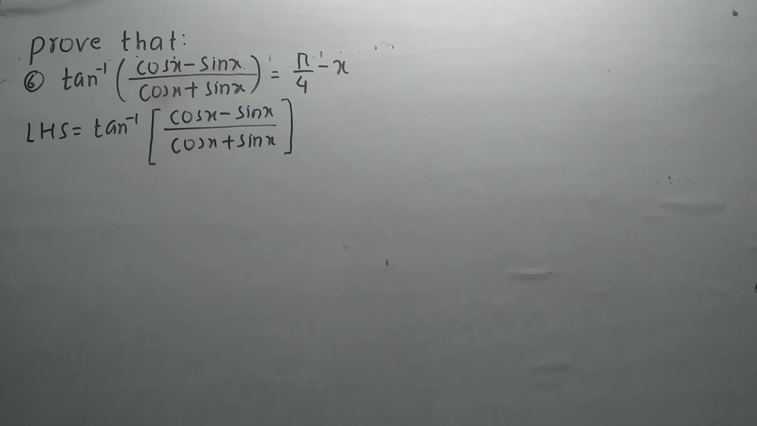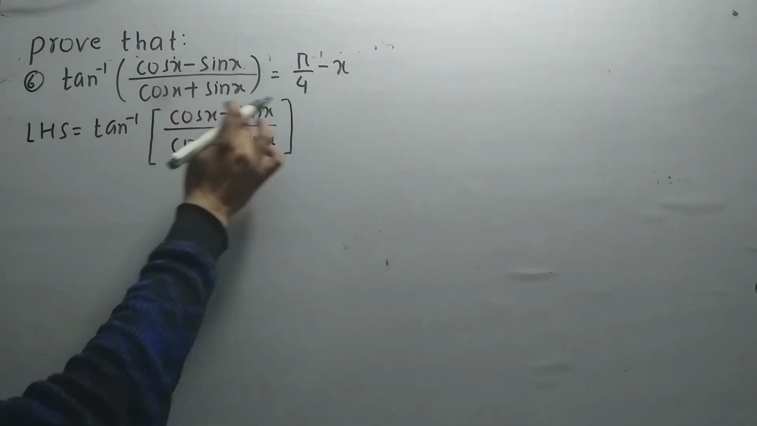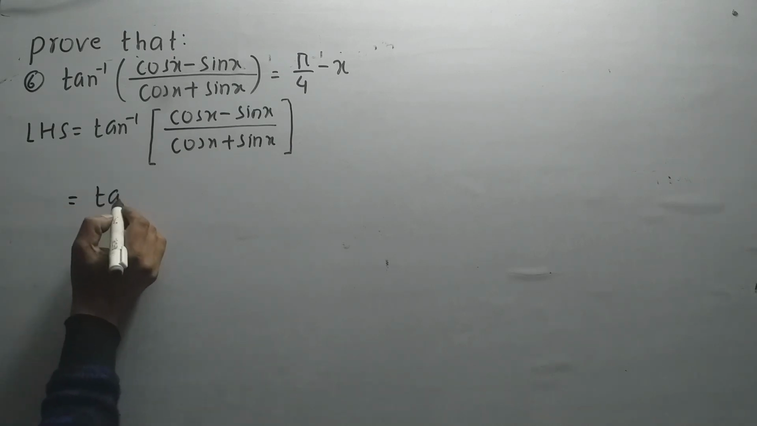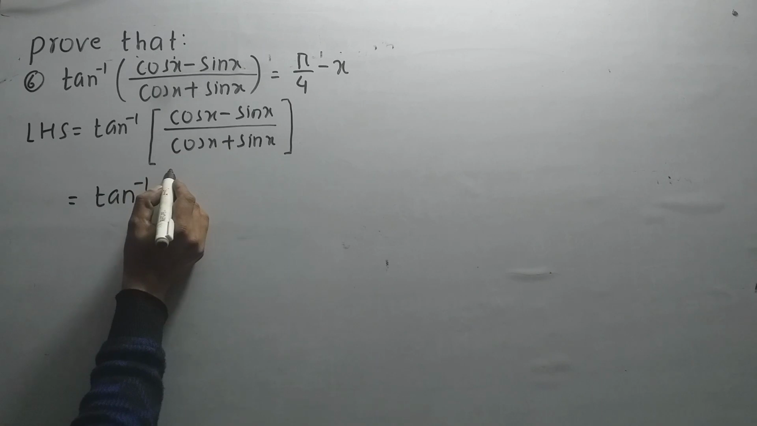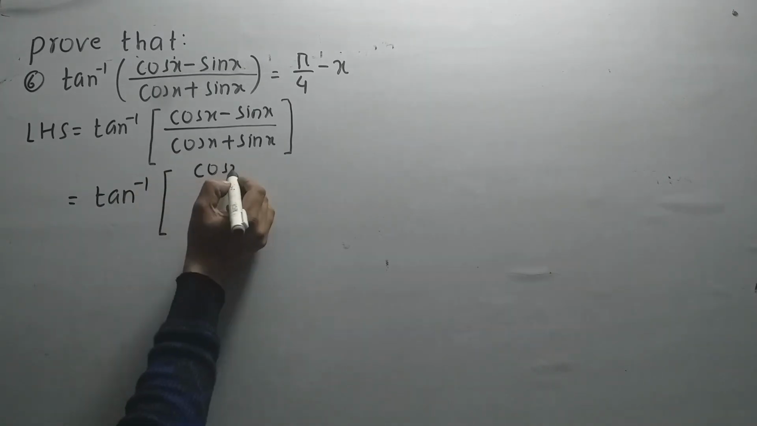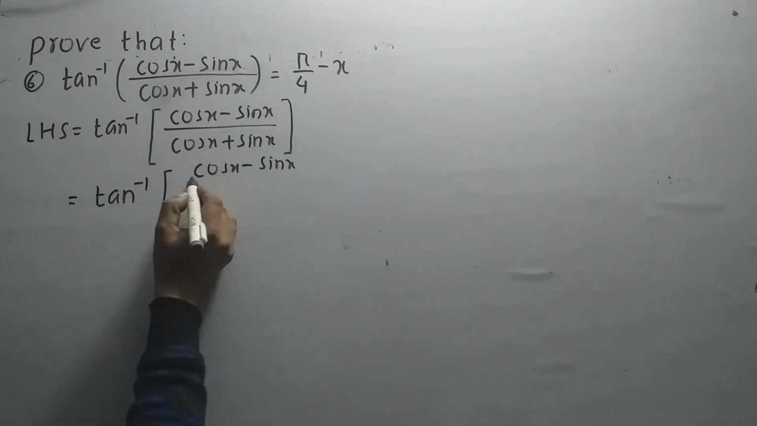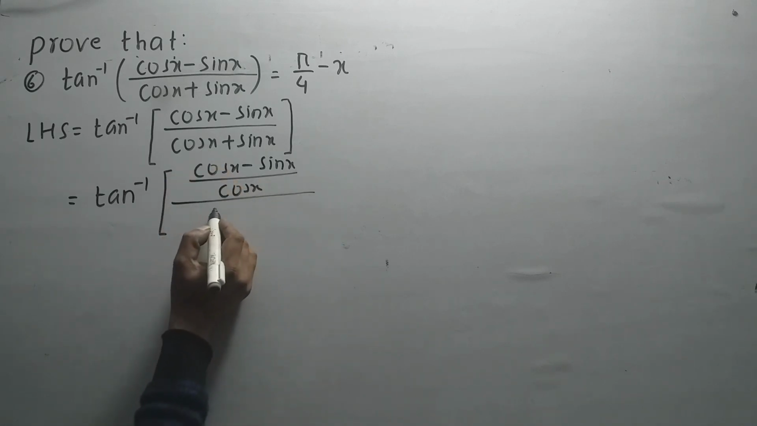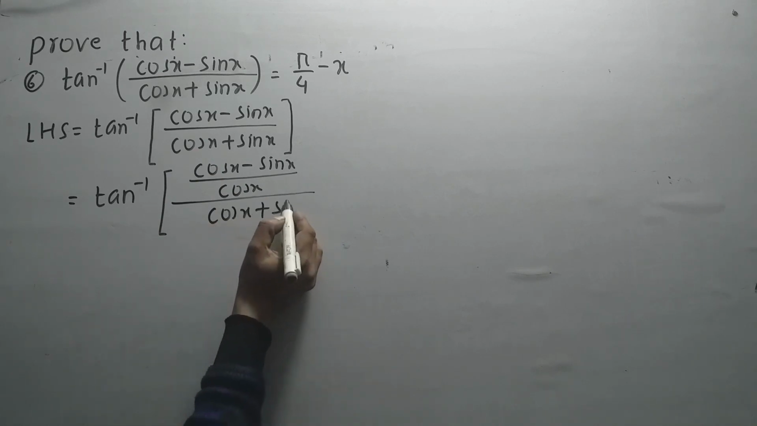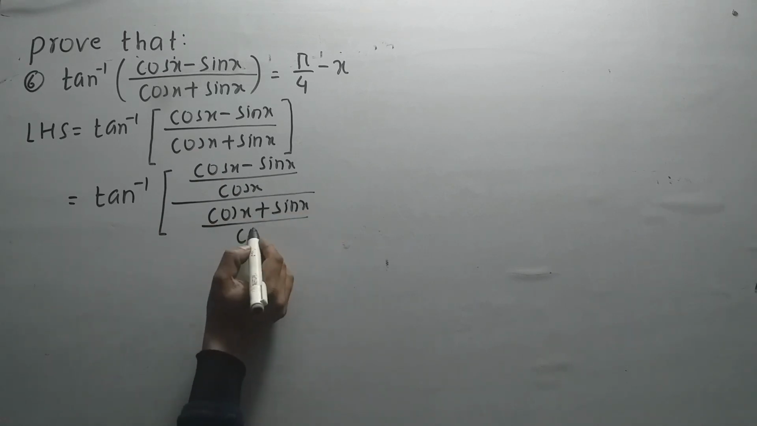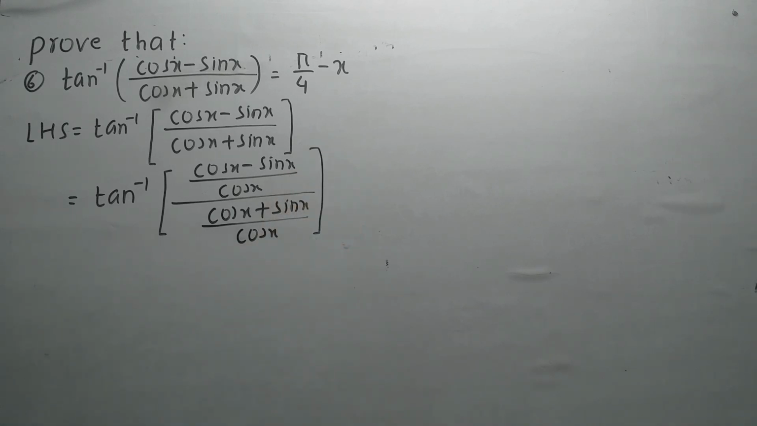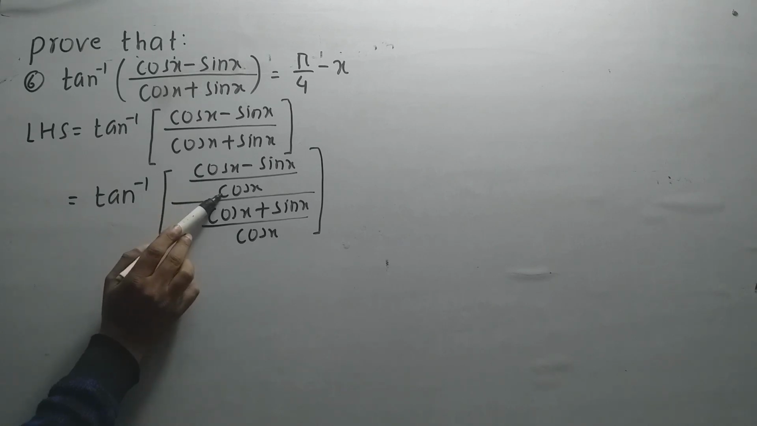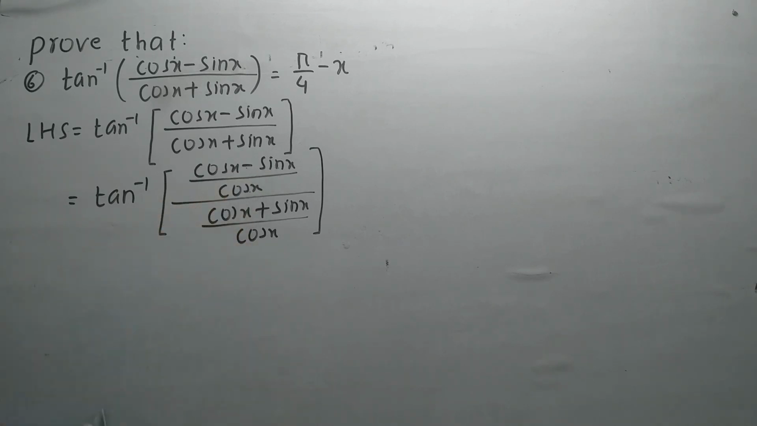Now you have to remember one fact here: let me divide the numerator and denominator both by cos x. Why, I will explain in the formula section. So tan inverse, you write here (cos x minus sin x) divided by cos x. I am dividing both the numerator and denominator by cos x, so write here (cos x plus sin x) divided by cos x. After that you do the separation: cos x by cos x will be 1, minus sin x by cos x will be tan x.